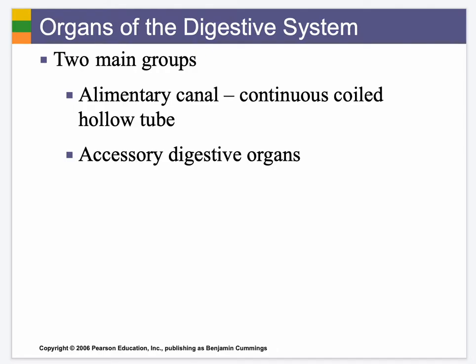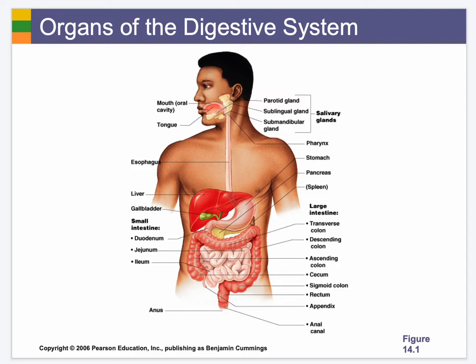So your digestive system comprises two main groups. That's your alimentary canal, a continuous coiled hollow tube, as you'll see later, and the accessory digestive organs. So basically, that is your digestive system. Starting from the mouth to your esophagus, your stomach, your liver, we have your gallbladder, your pancreas, your spleen, your small intestine, and your large intestine.